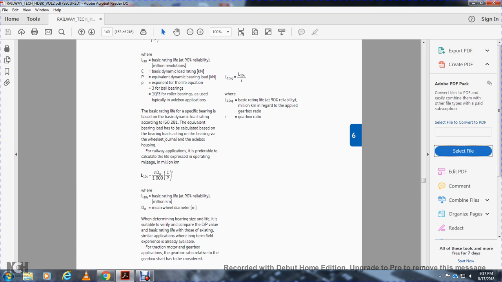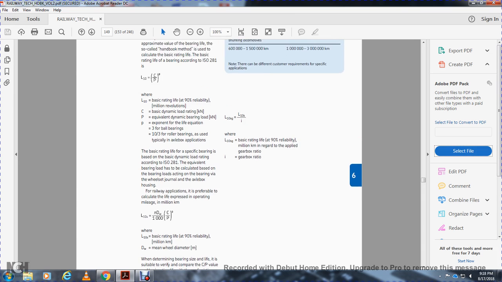L10 with the basic rating life of 90%, in millions of kilometers. DW is the main wheel diameter. Wheel diameter surface life is suitable to compare with the basic dynamic load rating over the equivalent dynamic braking load. Basic rating life should be compared with existing similar applications with long-term field experience, with an already available traction motor gearbox application. The gearbox ratio relative to the gearbox should also be considered.